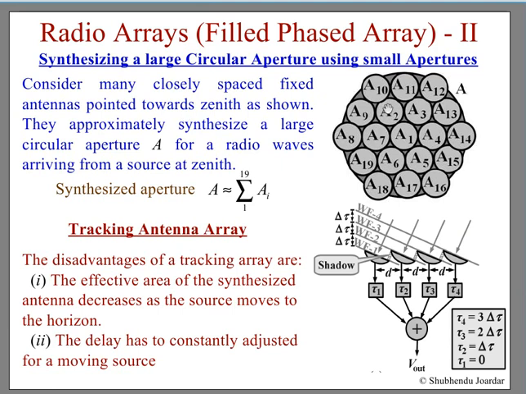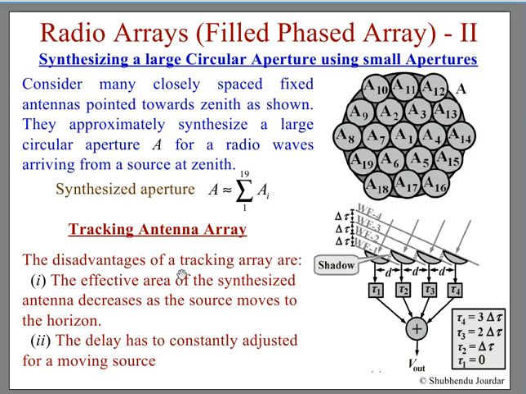And again, this I have already talked about: a circular aperture you can form using very small antennas, and you can put them together to form this one. Simply, this is again the summation of all the apertures. Here 19 antennas are used. And tracking antenna arrays are these, where you have a shadow effect which will reduce this. All these things I have talked about.